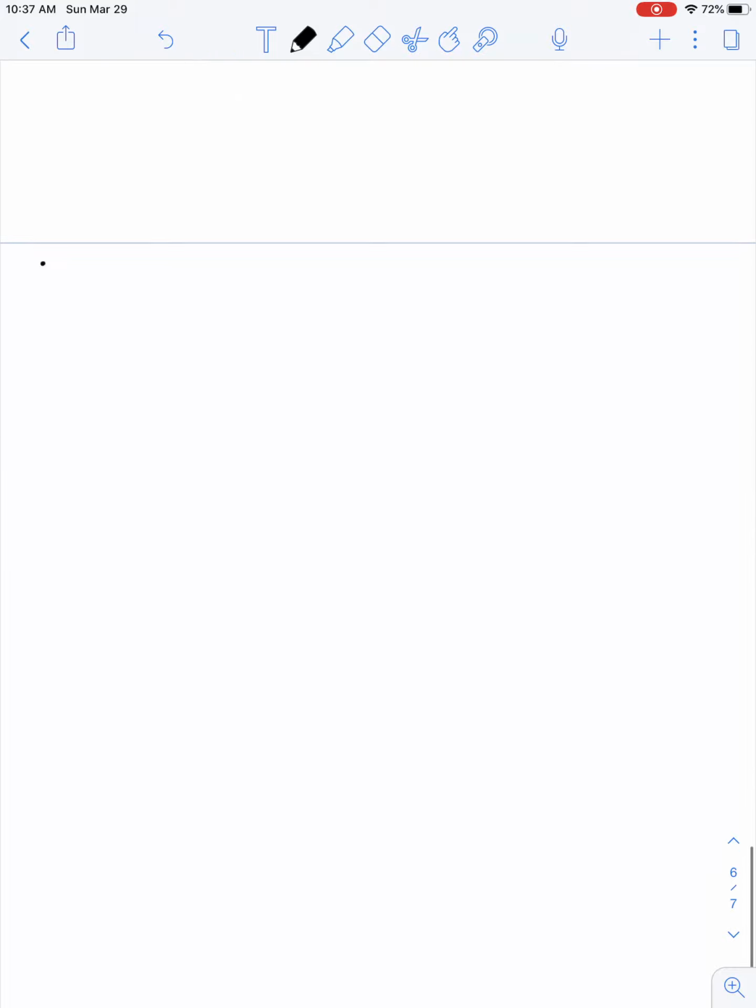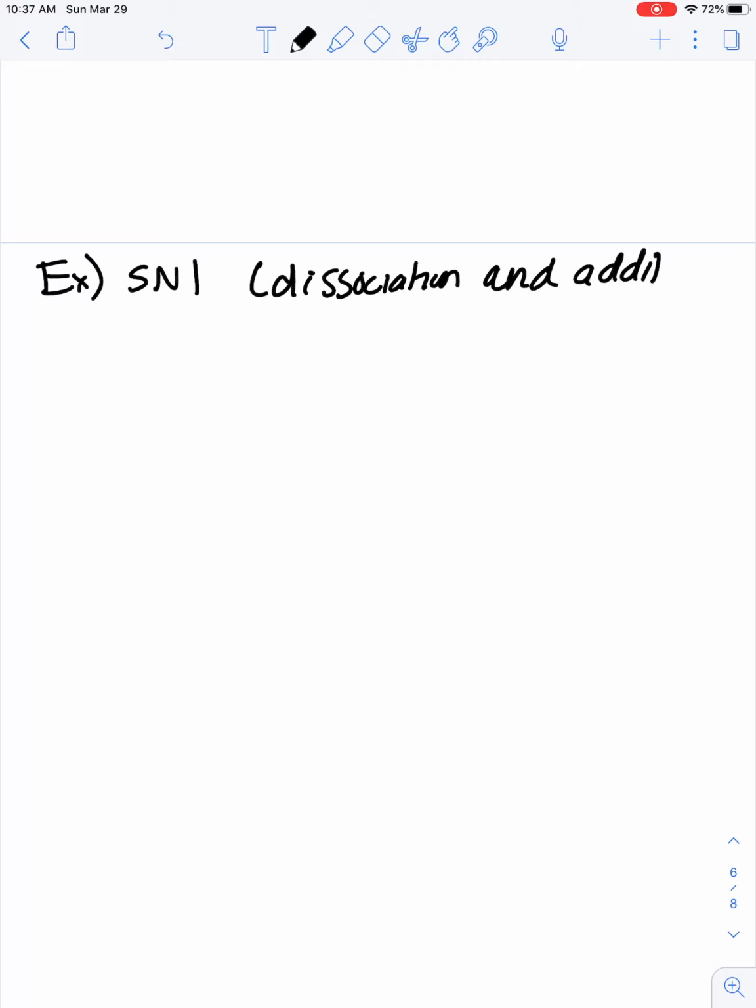Another example that we are going to look at is SN1 reactions. SN1 reactions are when we're looking at dissociation and addition. This means that we're going to have both an inversion and a retention product, and these are going to be racemic mixtures.